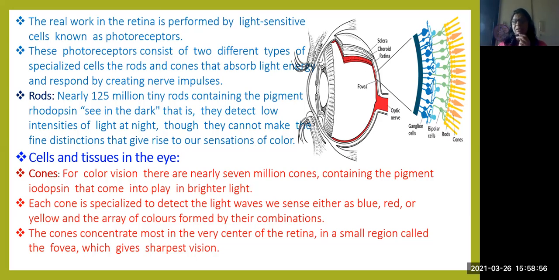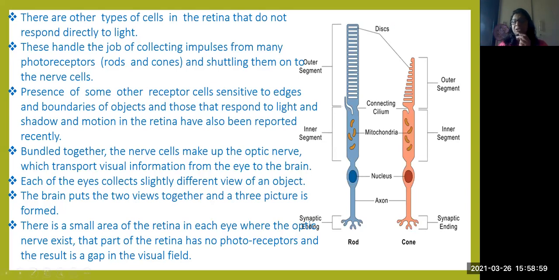That means images. Okay, so if you see this structure of rod and cone, you can see rods are a little bit larger in size and cones, when compared to rods, are small. And here there is an outer segment and inner segment and synaptic ending. Synaptic ending means which can collect the information. And for rods, there is a connecting cilium and then mitochondria, both having the mitochondria. Why? Because mitochondria is important for getting energy to do the work. Nucleus is present and the axon, already you know that, to transmit the messages. So both have the axons.